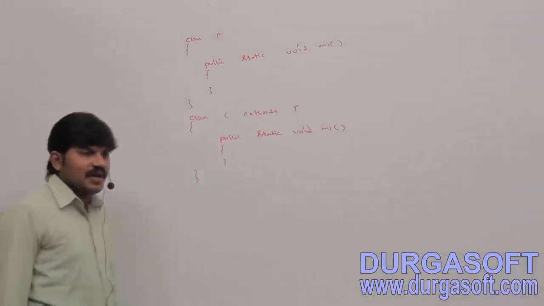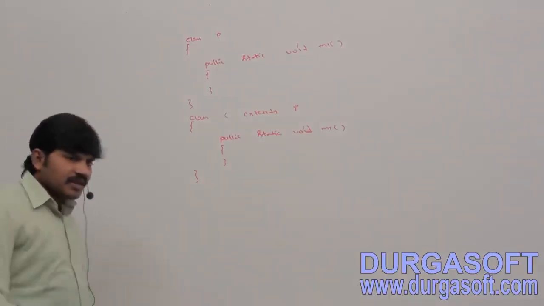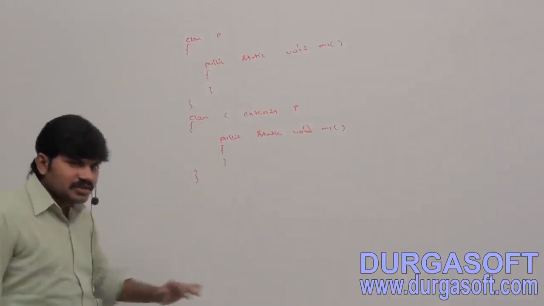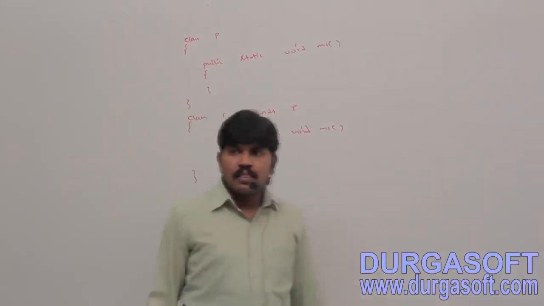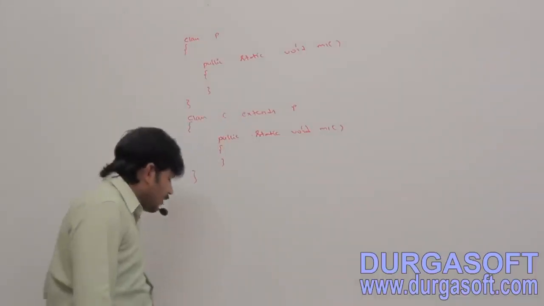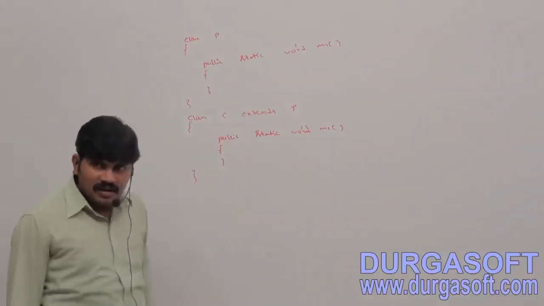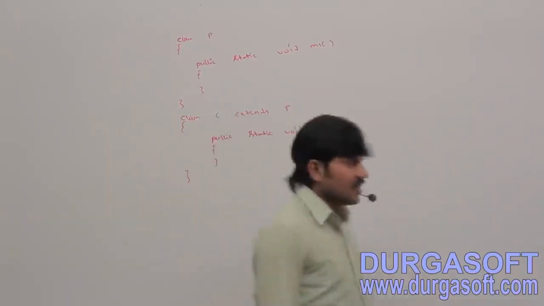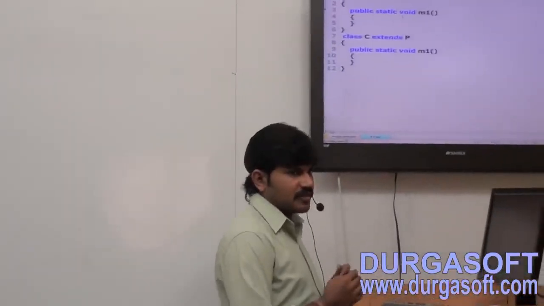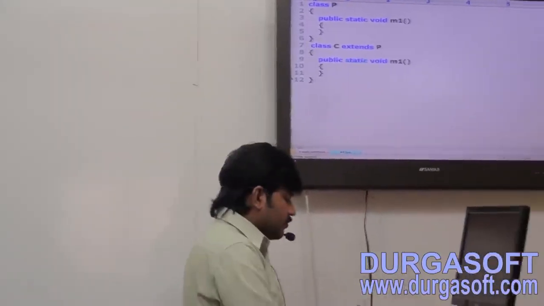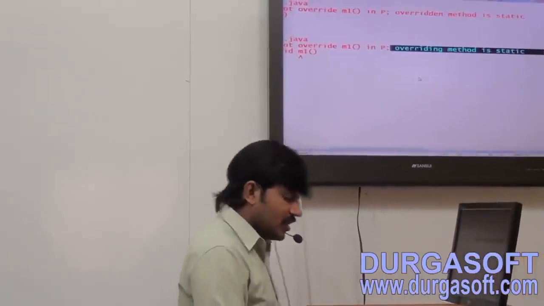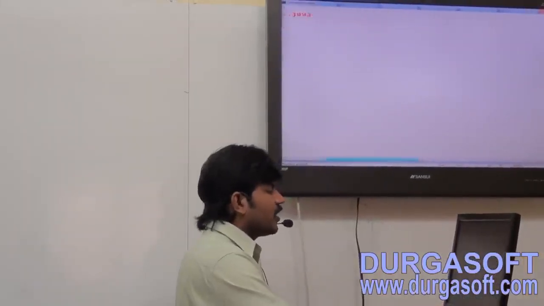Both are static, valid or not? Can a static method be overridden with a static method or not? Can I get any compile time error? Can I get any runtime exception? Let me consider: the parent class method is static, and the child class method is also static. Public static void m1, public static void m1. Both are static. I am sure we won't get any compile time error.